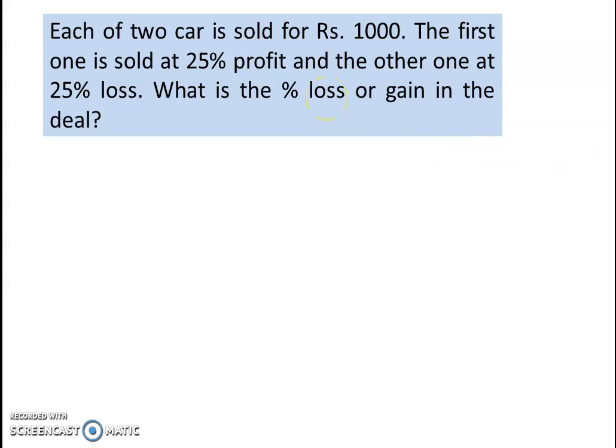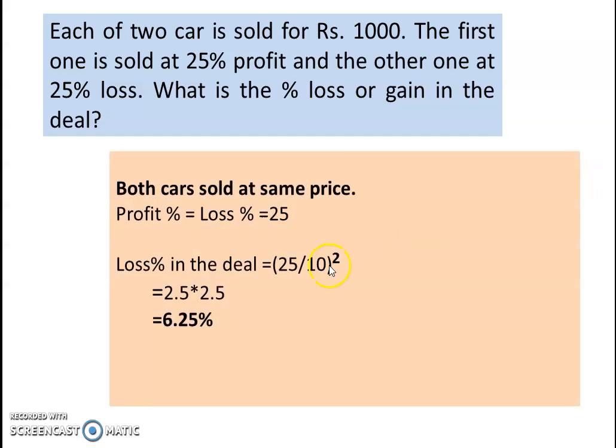Now the percentage loss we can calculate using shortcut formula. The common percentage that is given divided by 10 whole square, 25 divided by 10, that is equals to 2.5. 2.5 into 2.5 is equals to 6.25 percentage. So using this particular shortcut formula, we can calculate the loss percentage in the deal. We don't need to calculate the cost price of each car. We can directly calculate the loss percentage in the deal, right? Hope this particular idea is clear to you.